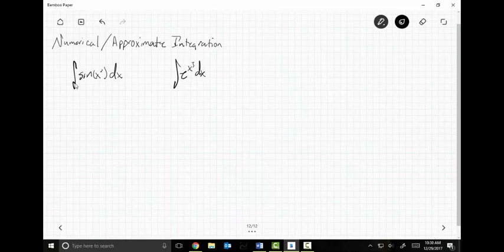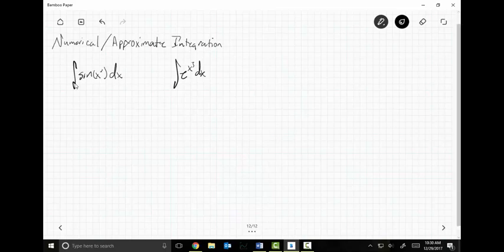What we can do is use our methods, our Riemann sums, or our approximation methods that we learned right at the beginning of integrals, if you recall, to be able to approximate these values. Not only can we approximate these integrals, but we can get as close as we want to the actual value.